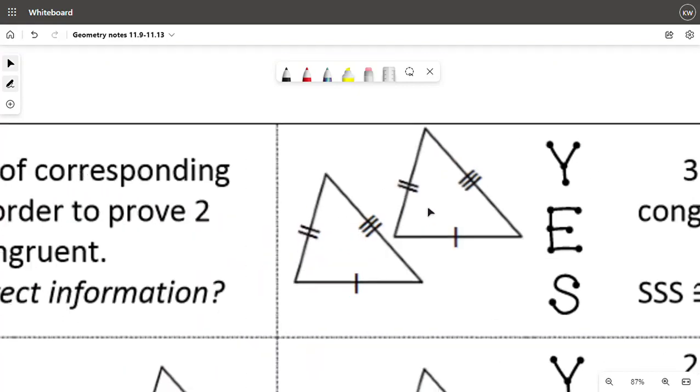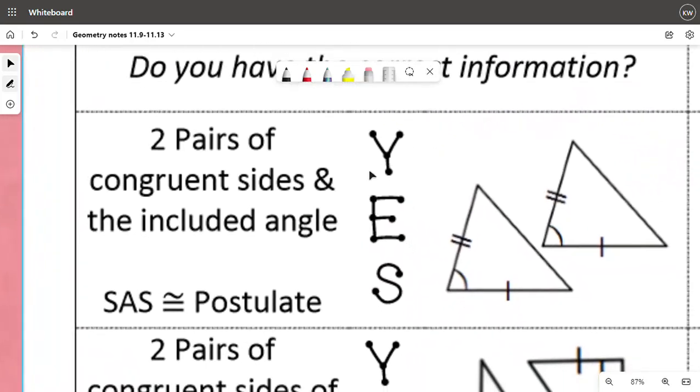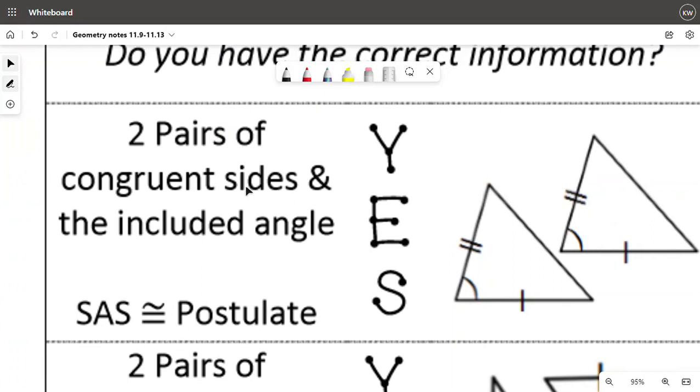All right, our next one is if we have 2 pairs of congruent sides and the included angle. When we're talking about the included angle, that means the angle that's in between those 2 sides. So 2 pairs of congruent sides, so this side is congruent to this, and this side is congruent to this, and this angle that's in between those 2 sides are congruent. And this is what we call the side-angle-side postulate.